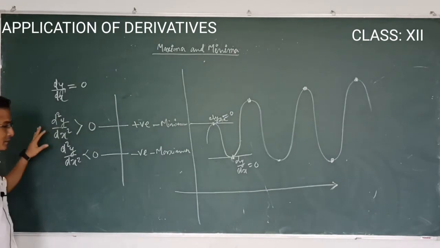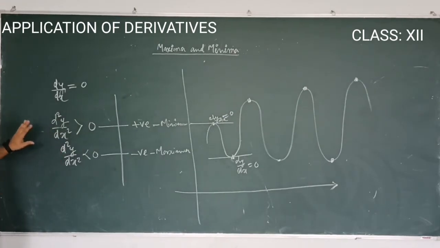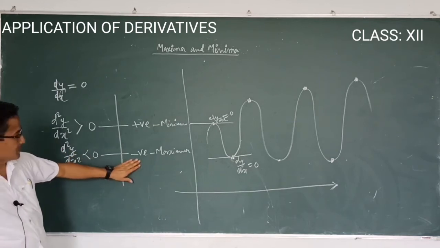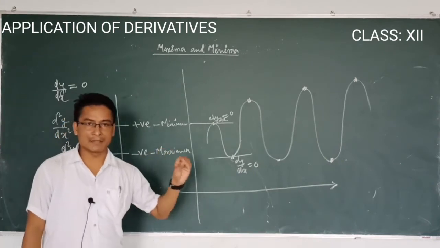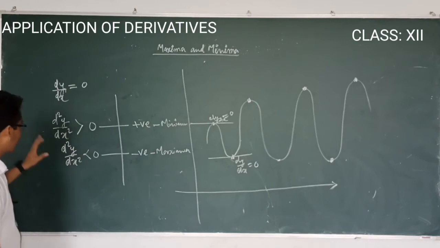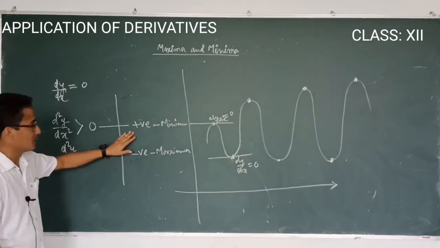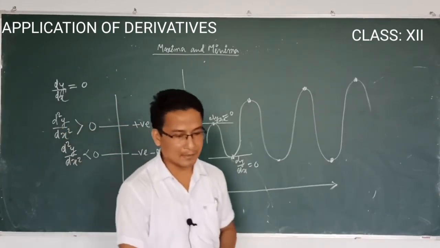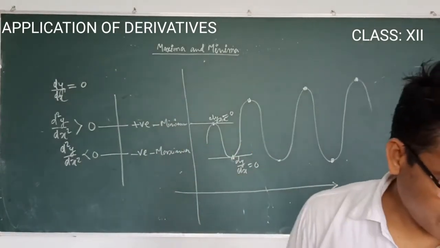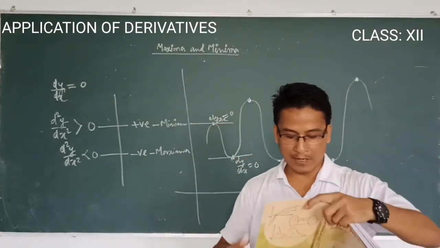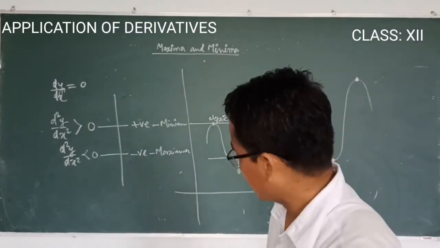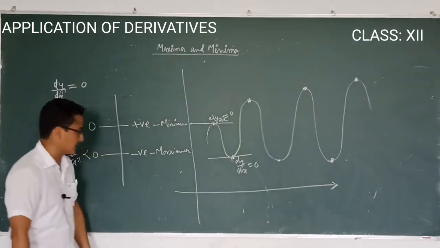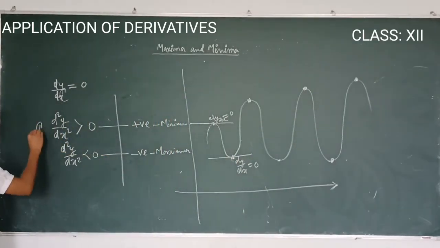This is slightly different. Usually we understand that positive means maximum and negative means minimum, but our case is a little different here. After doing the second derivative test, if we get a negative value, then we say the point is a maximum. If we get a positive value, then we say the point is a minimum value.